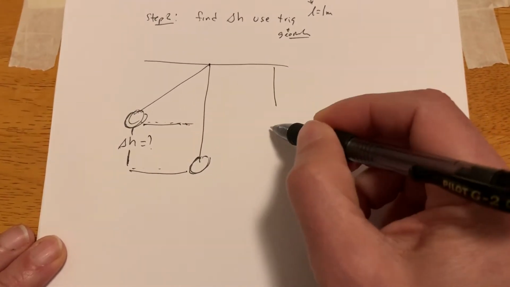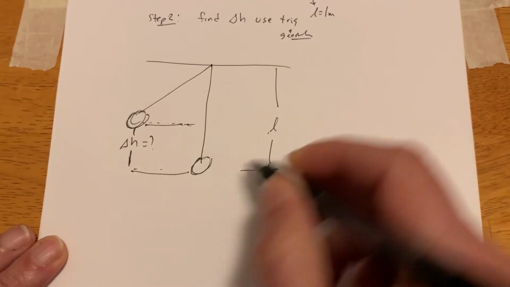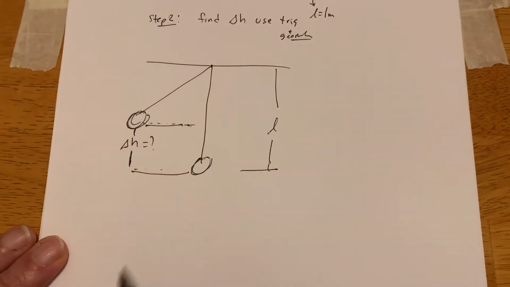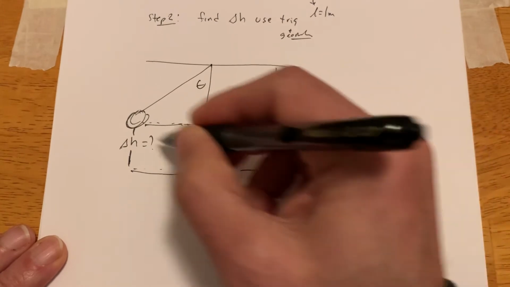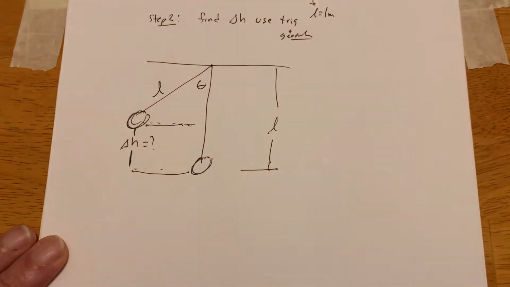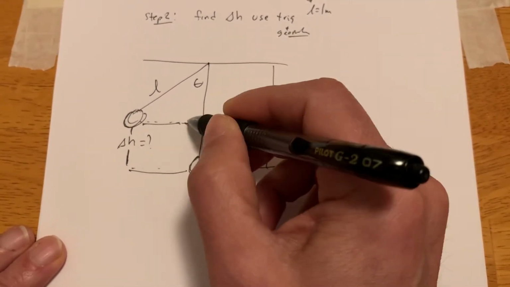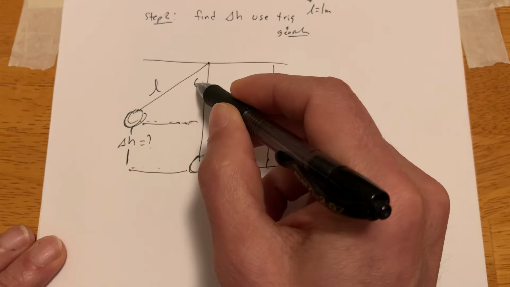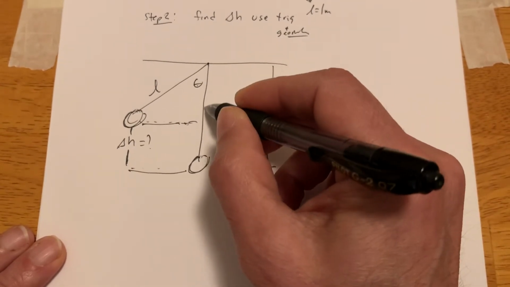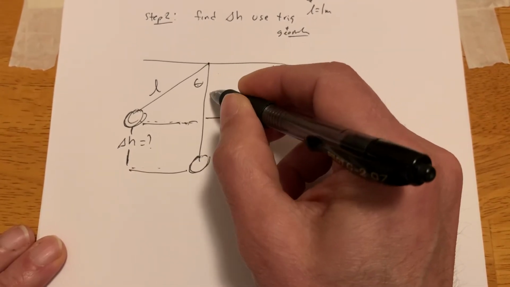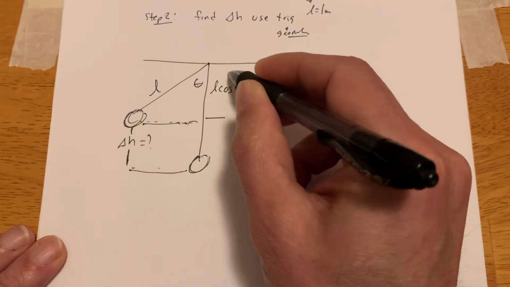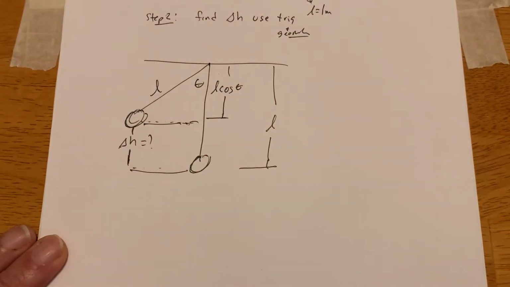All right, so we know that this length is the length of the pendulum. We know that this is theta. And by the way, when I pull this back, I also know that that's L over there as well. So what do I have here? Well, obviously I have a right triangle, where this is the hypotenuse, this is the angle. So this length right here is going to be L cosine theta. So there's L cosine theta.